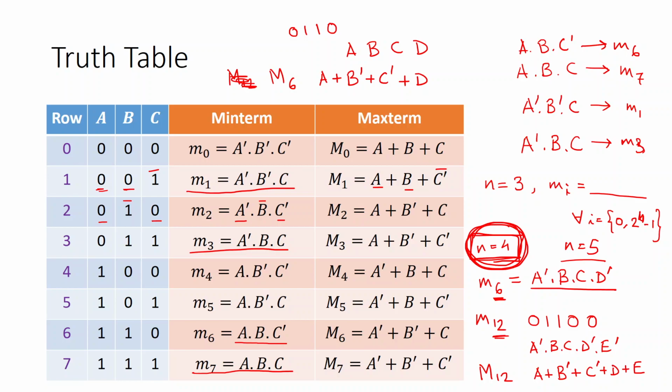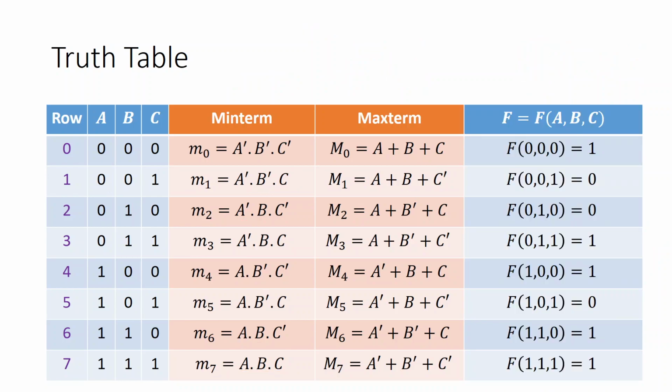Now we look at the output. Suppose this is the output, the function of ABC is like this. So that means for the input sequence 0 0 0, my output should be 1. This is the problem given to me, for which we need to design a particular logic circuit. For the sequence 0 0 1, my output is 0, and in this way all the outputs are listed for the particular input sequences.